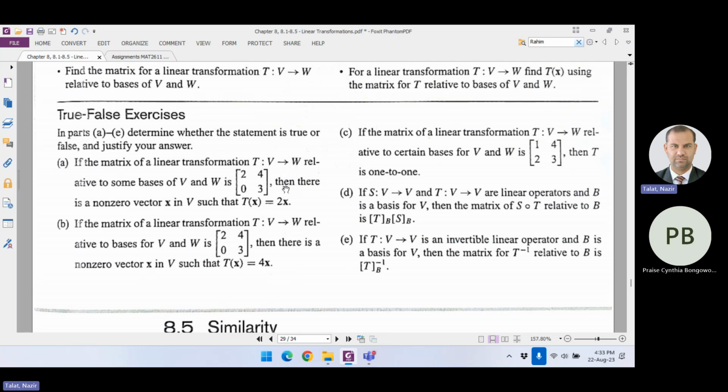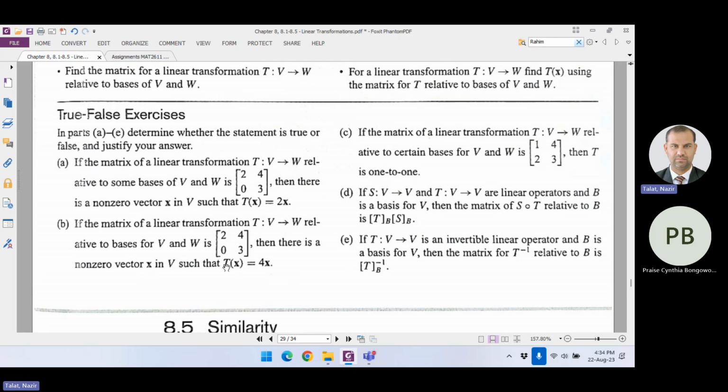So it means that this element will not be available in that case, because this equation does not hold, since the first entry is multiplied with the 2 and the second entry is multiplied with the 4. And again, if T is a transformation from V to W, which is related to the basis for V and W, is this one.